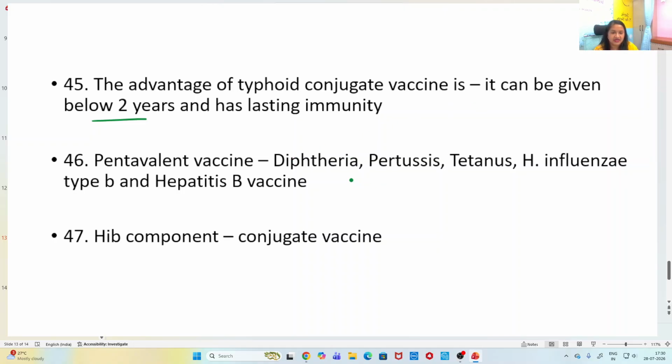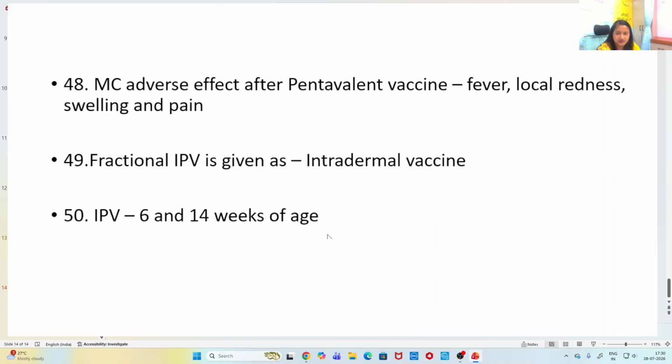Pentavalent vaccine, remember that this includes diphtheria, pertussis, tetanus, and the 2H, that is H influenzae type B and hepatitis B vaccine. This does not include polio. Remember this, pentavalent vaccine does not include the injectable polio. The Hib component of this pentavalent vaccine is a conjugate vaccine. Most common adverse effect after pentavalent vaccine is local reaction, fever, local redness, swelling and pain.